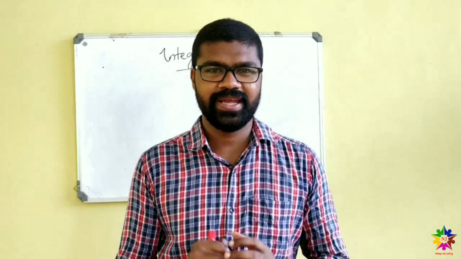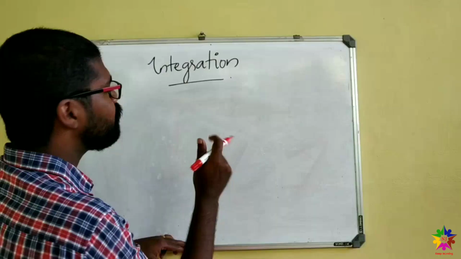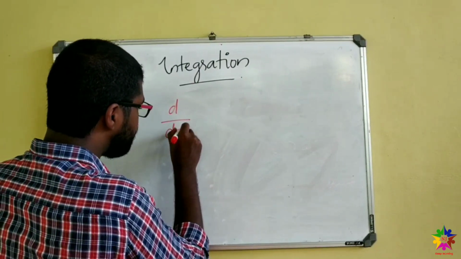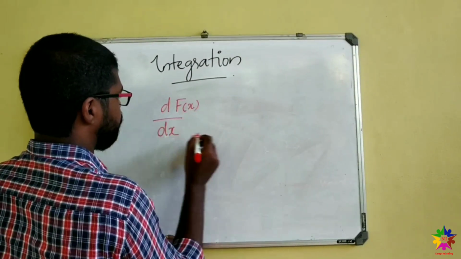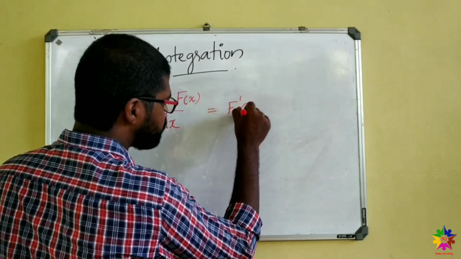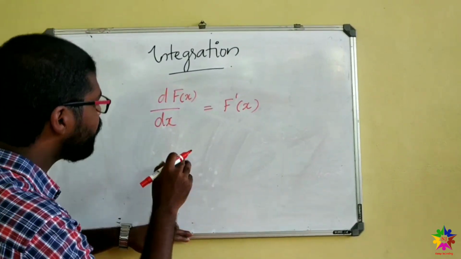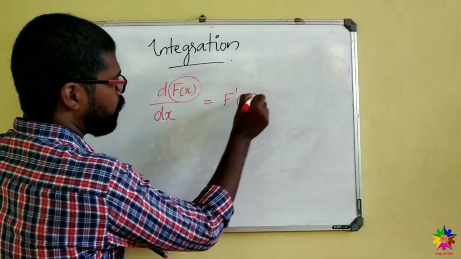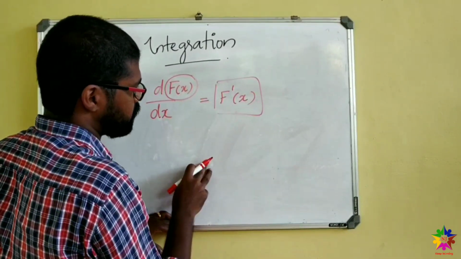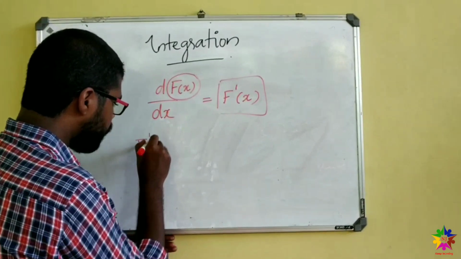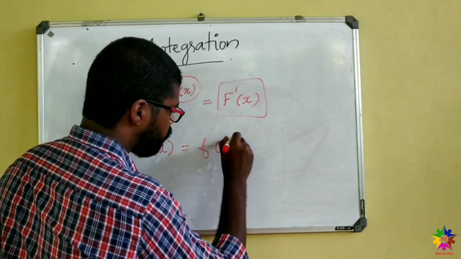Hi friends, in this class we are discussing integration. Integration is the reverse process of differentiation. By integration we mean reversing the process of differentiation and finding the original function. For example, d by dx of f of x is usually known as f dash of x. Here we have to find f of x from the value of f dash of x. So for simplicity, we write f dash of x as f of x.